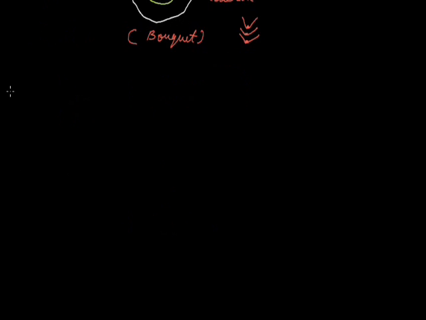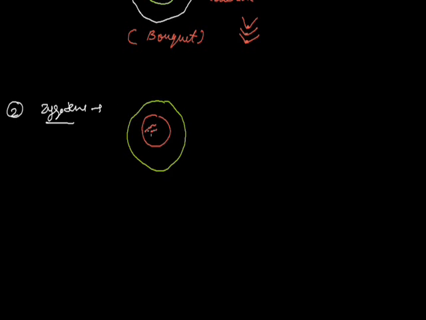Now the second process is zygotene. In zygotene, pairing of homologous chromosomes occurs, and the pair of homologous chromosomes is called a bivalent. In bivalents, a structure develops between the homologous chromosomes, which is termed the synaptonemal complex.